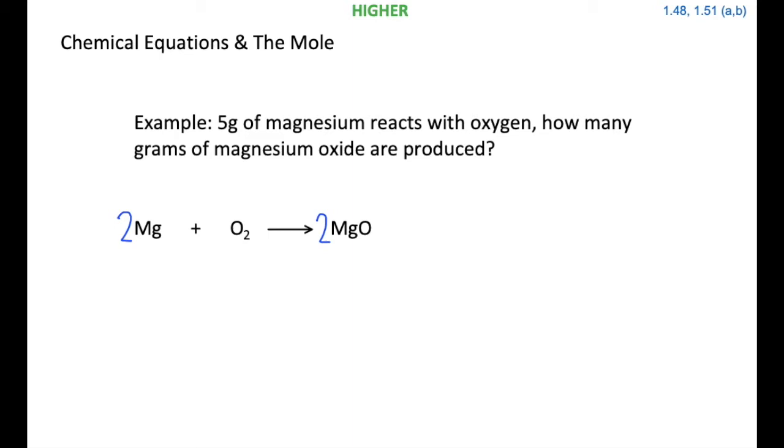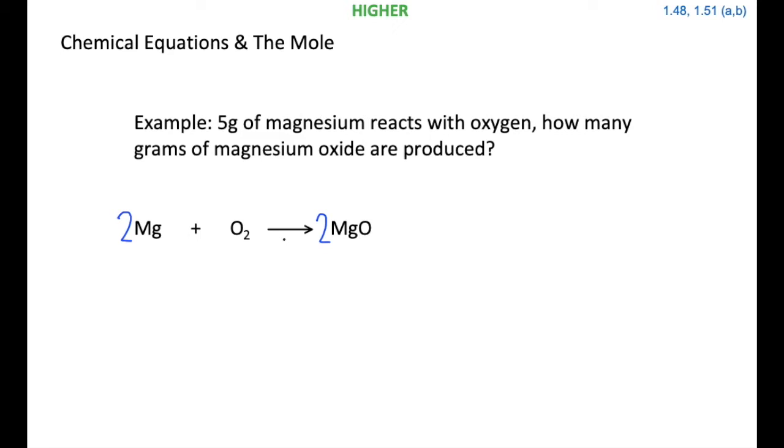So what we're being told from the equation is that for every 2 magnesium atoms that react, we need 1 oxygen molecule, which in turn then gives us 2 magnesium oxides. And that's just like a ratio. So if we have 10 magnesiums, for example, we'll need 5 oxygen molecules. That's all it is. And this is where moles come in.